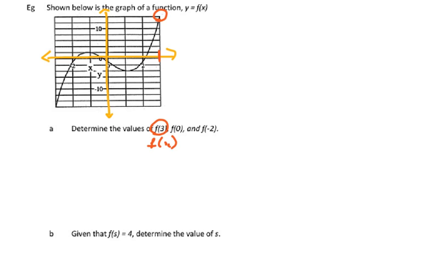Now, counting squares isn't going to be good enough because each square is worth 2 units. There's 7 of them. 2 each means f of 3 is 14.